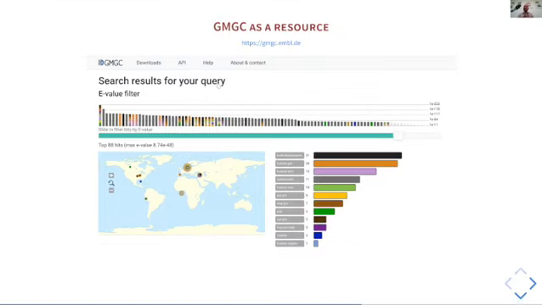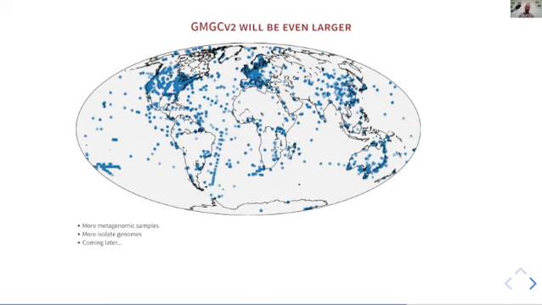If you've been paying attention, you might have noticed that I've referred to this as the GMGC version 1. Even though that manuscript is still slowly working its way through the publication process, we are already starting to build the next version, which will have even more samples and even more isolated genomes. This is a work in progress, but I want to make the point that for us, this is a long-term project of trying to catalog and understand what is going on with the global microbiome.